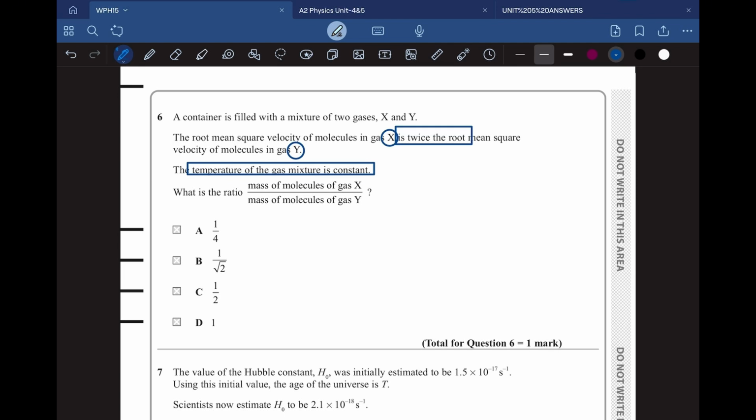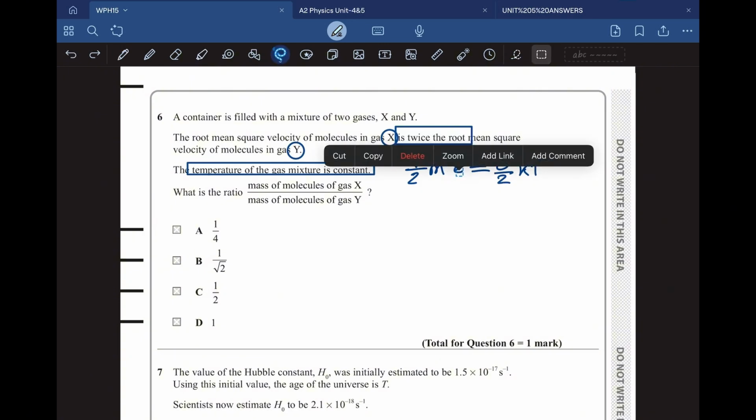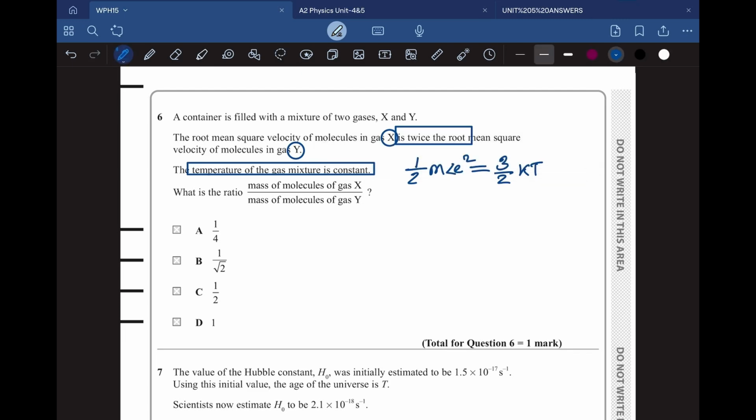Now there is a formula, half mc squared equals 3 by 2 kT, right? This is basically the kinetic theory formula which includes the root mean square speed. Half mc squared equals 3 by 2 kT.